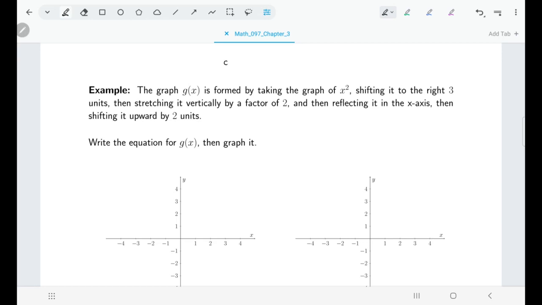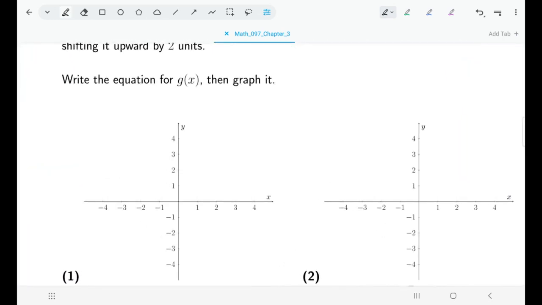So for this, it's not too terribly difficult for me to write out what my equation of g of x should be. I have my shape x squared, and we're shifting it to the right by 3 units. So instead of x squared, it should be (x minus 3) squared. That would be shifted to the right. If we're stretching it vertically by a factor of 2, there needs to be a 2 in front. And if it's also a reflection, then really it needs to be a negative 2. And then finally, shifting it upwards by 2 units means that there needs to be a little plus 2 at the end.